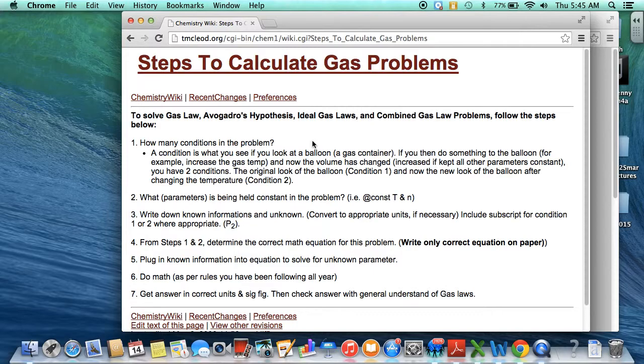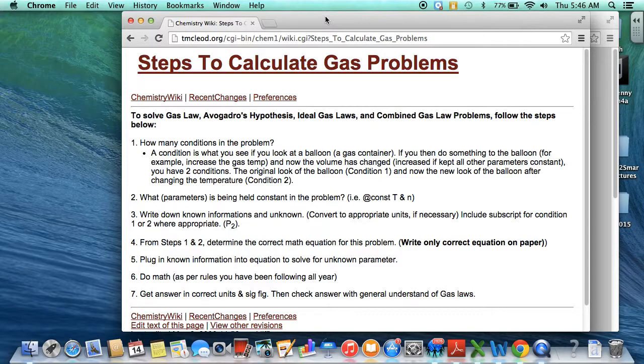So Avogadro's hypothesis is a two-condition question. And with two-condition questions, you have to ask a second question to come to the right mathematical relationship, and that is: how many things are being held constant? Because you have 4 variables. For Avogadro's hypothesis and the 3 other gas laws, you're holding 2 variables or parameters constant, and 2 are varying. From that, you're going to be able to come up with the correct mathematical relationship.